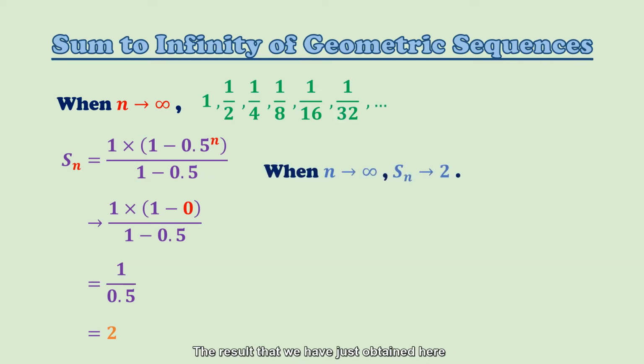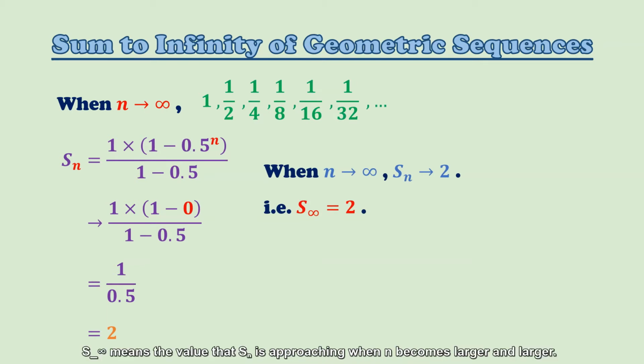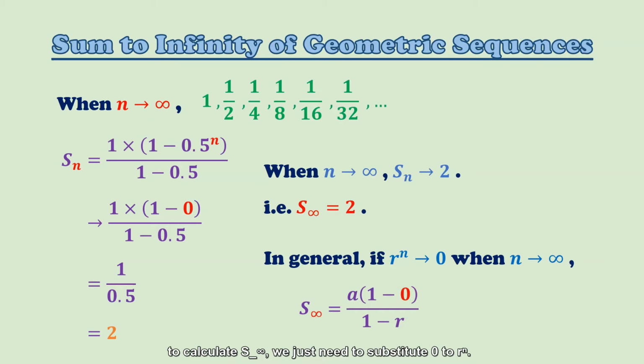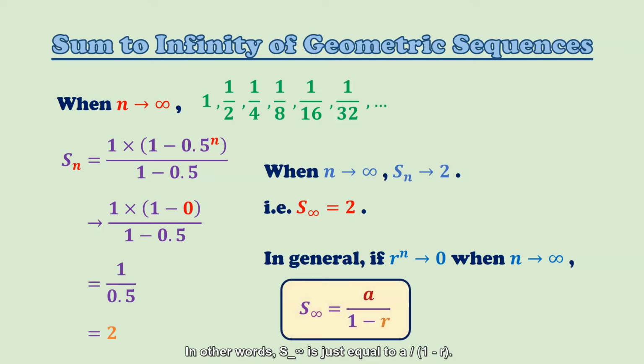The result that we have just obtained here can actually be represented in this way. S infinity equals 2. S infinity means the value that Sn is approaching when n becomes larger and larger. Now let's try to generalize this finding. In general, if we can see that r to the power n approaches 0 when n approaches infinity, then by considering the formula of Sn, to calculate S infinity, we just need to substitute 0 to r to the power n. In other words, S infinity is just equal to a over 1 minus r.